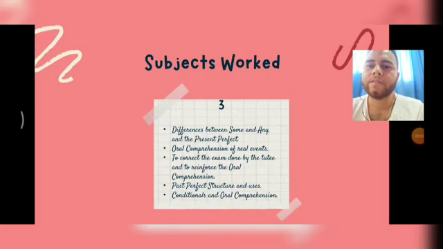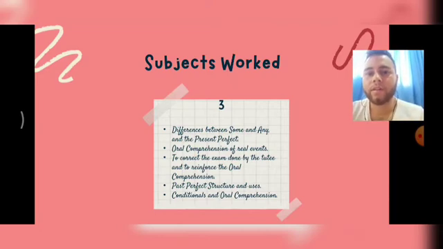And during the final term, that was the third term, we worked on the difference between some and any, also the present perfect form, and oral comprehension of real events, because we were talking in English about real events, but using those terms like present perfect, like present continuous, like the difference between some and any. Also, we worked on past perfect. We worked on oral comprehension.